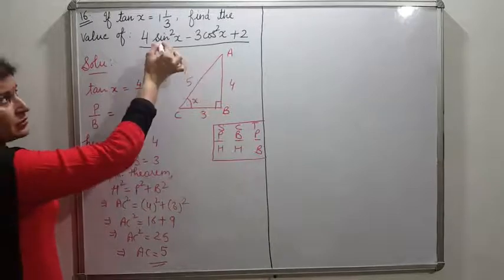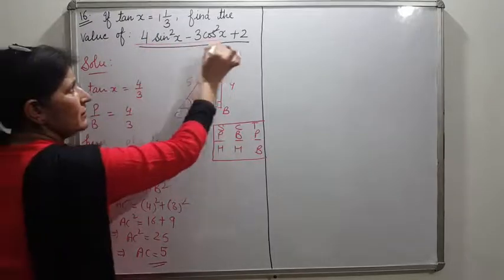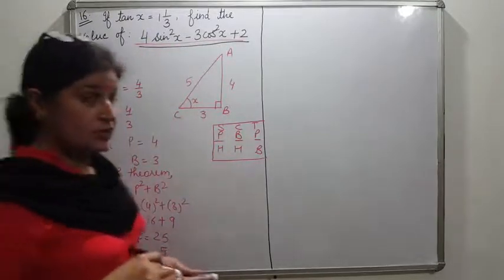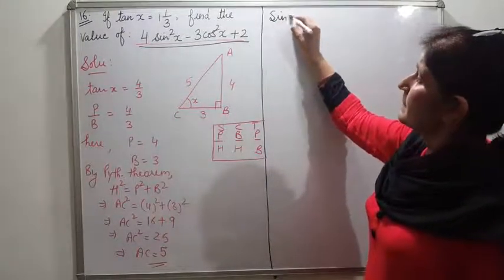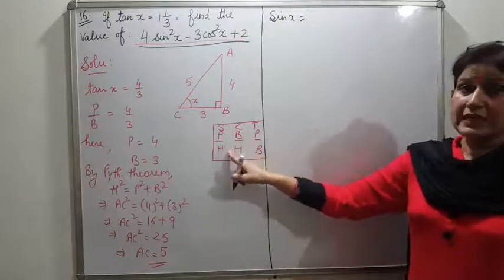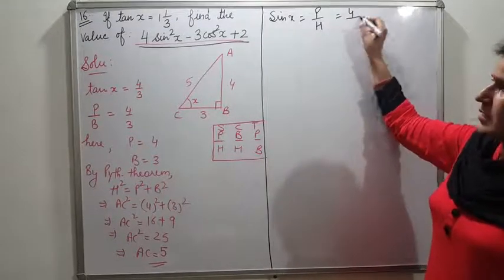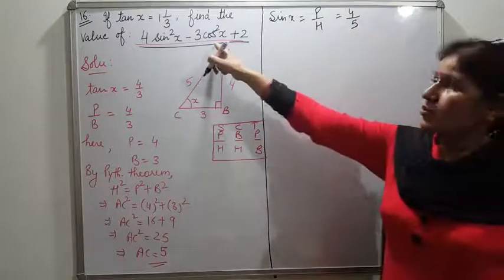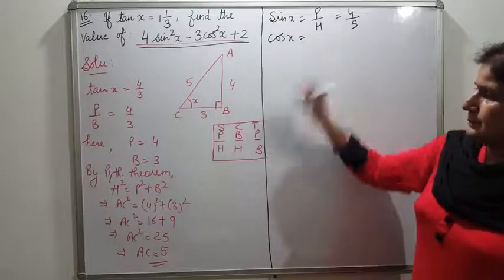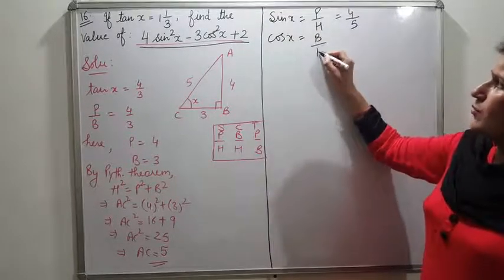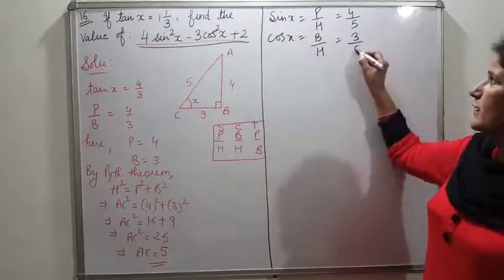Now using these values you have to find sin x and cos x, and then we substitute the values in the given question, whatever question is asked to you. Now sin x. Sin x means ratio of two sides. Which one? P means perpendicular over hypotenuse. Perpendicular is 4, hypotenuse is 5. Now next value, cos x. So cos x, b upon h means base upon hypotenuse. Base is 3, hypotenuse is 5.